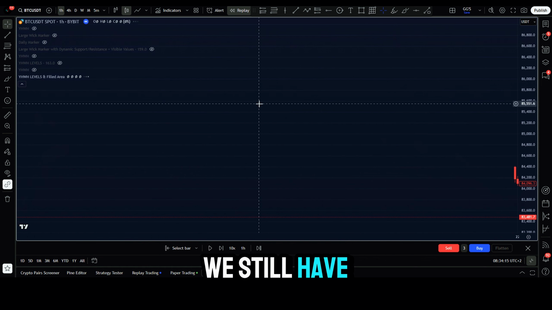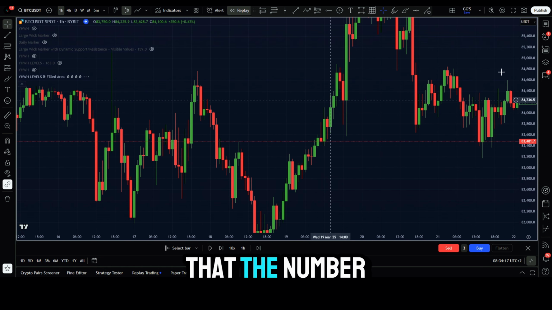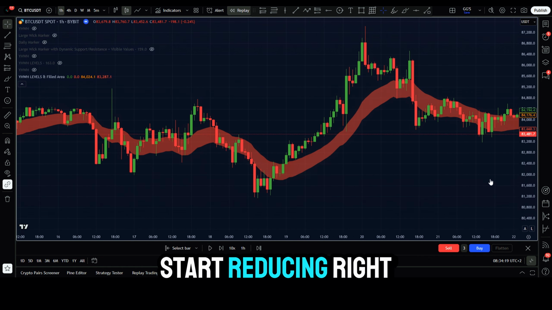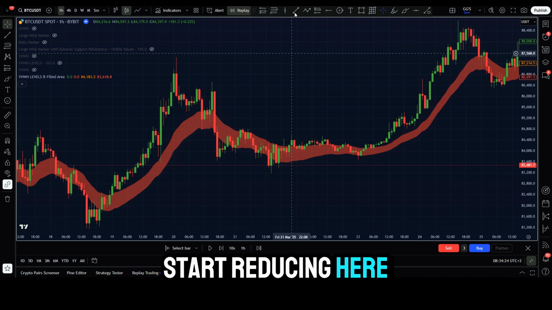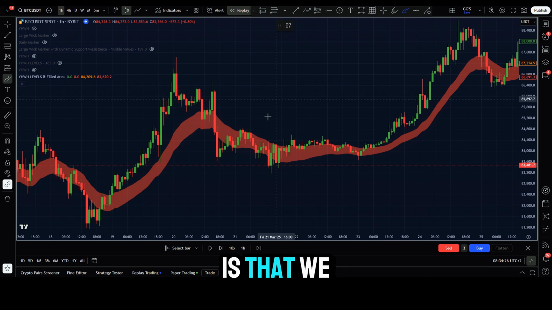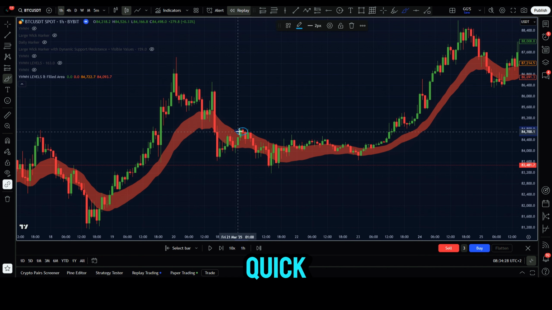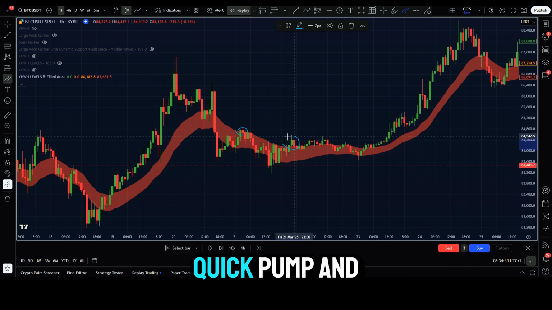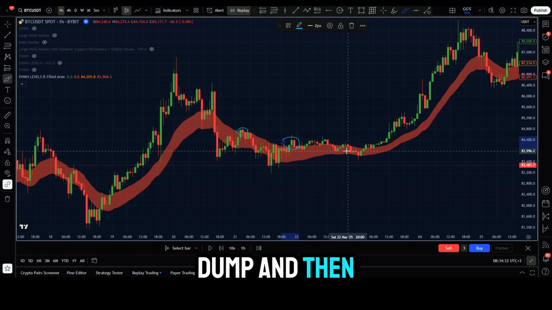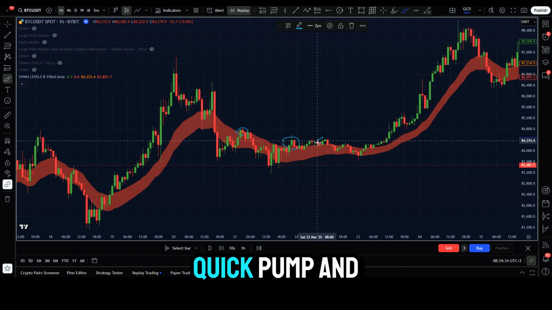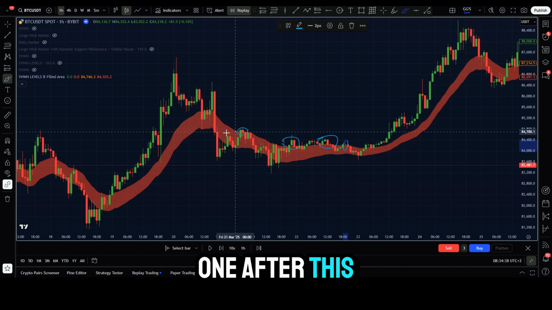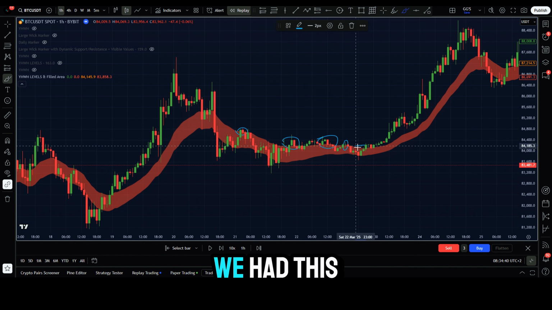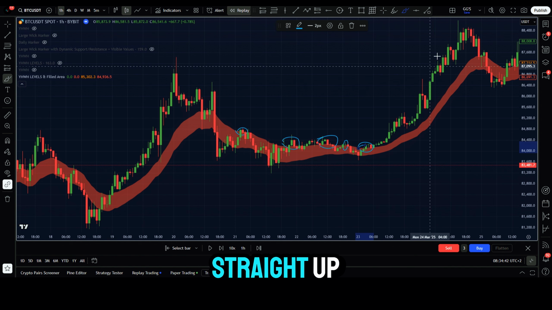We still have fake outs, but you see that the number of fake outs start reducing. Here, what happened is that we have this pump and dump, quick one. Here as well, quick pump and dump. And then here as well, we had this quick pump and dump. And then this one, after these 4 pump and dumps, we had this one that went straight up.